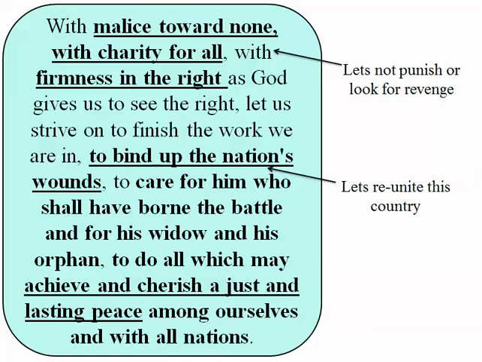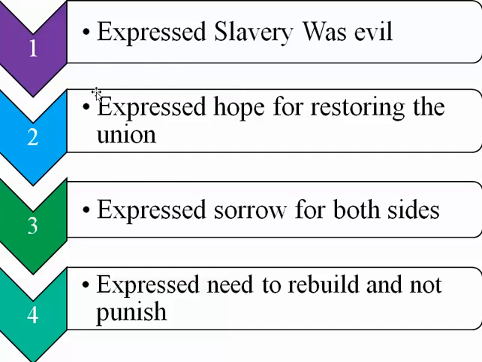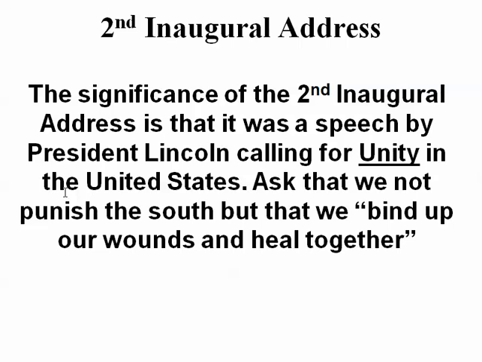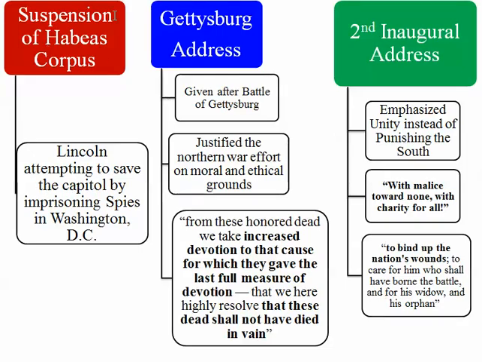So in this second inaugural address we see four expressions by Abraham Lincoln. One, he expressed slavery was evil, God was punishing it for it. Two, he expressed the hope for restoring the Union, bringing the United States back together, unity. Three, he expressed a sorrow for both sides, and four, he expressed a need to rebuild the nation, not punish the South or the loser. So the significance of the second inaugural address is that it was a speech by President Lincoln calling for unity in the United States, to come back together as a nation. Unity was the emphasis. He asked that we not punish the South, the loser, but that we bind up our wounds and heal together.